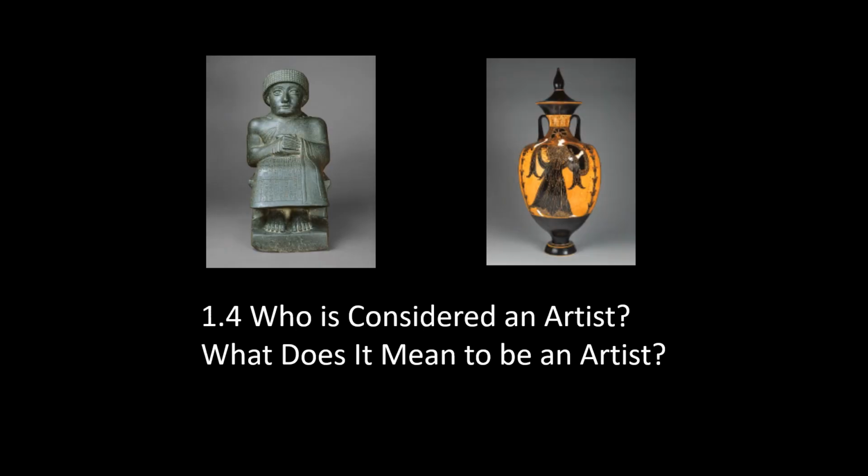One of the most effective discussions in this chapter in our book is about who is considered an artist and what does it mean to be an artist. The image on the left from the ancient era, from what is now present-day Iraq, and the one on the right from ancient Greece. These were made by people who were considered either to be craftsmen or craftswomen, or artisans, not really artists. This idea of an artist as a kind of inspired genius is a much more modern idea.